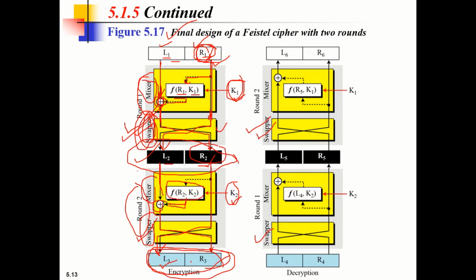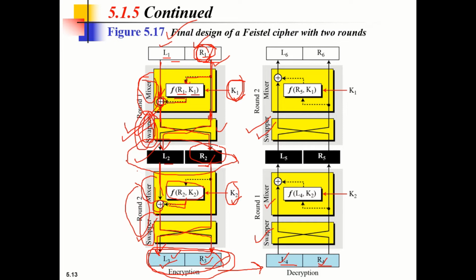So this is L3 and R3. These are the left and right parts of the cipher text now. After transmitting it over the channel, we have represented it using L4 and R4. So L4 is equivalent to L3 and R4 is equivalent to R3. Now at the decrypting end, we will again use the swapper and the mixer, but the order of their use will be reversed. So first we will use the swapper and then we will use the mixer.